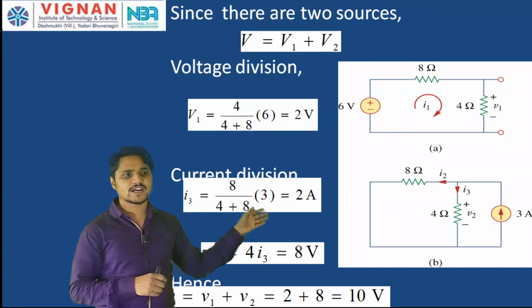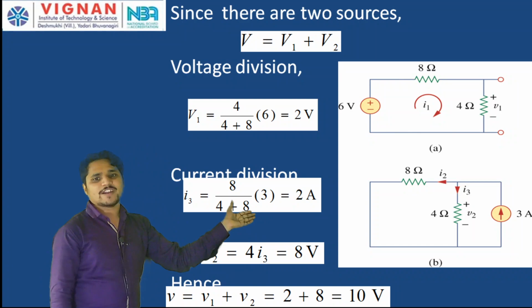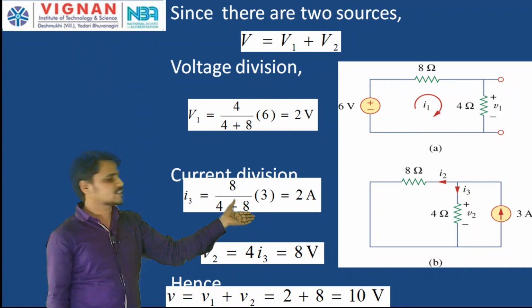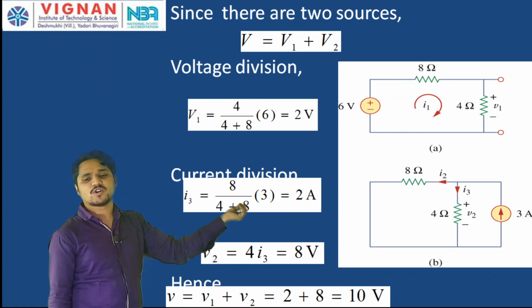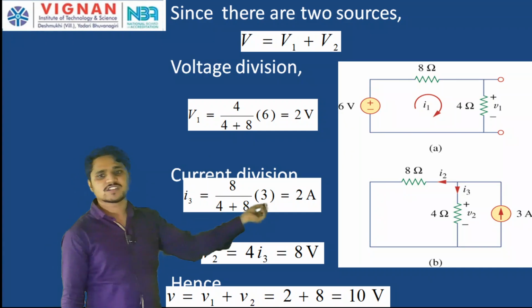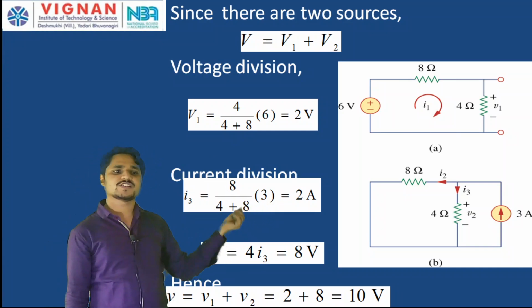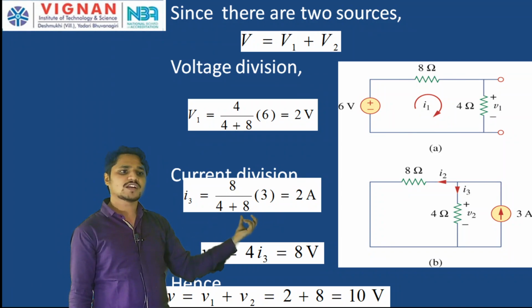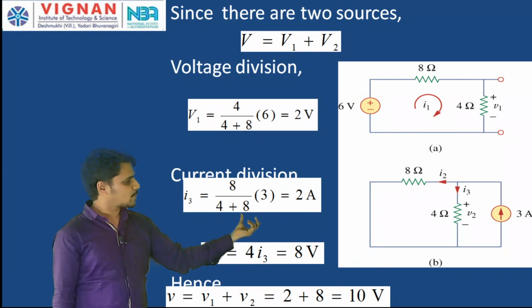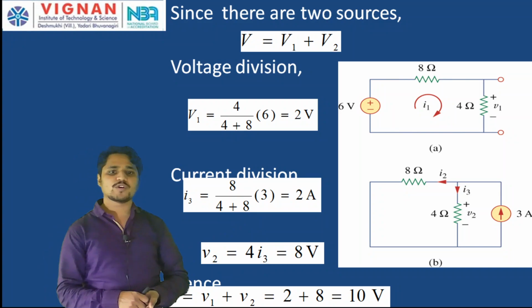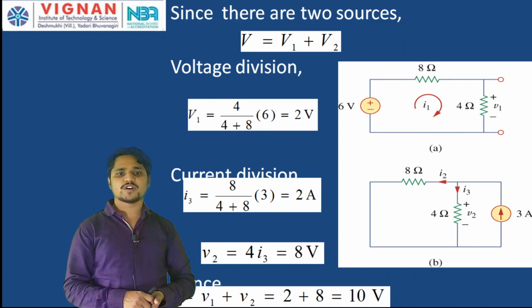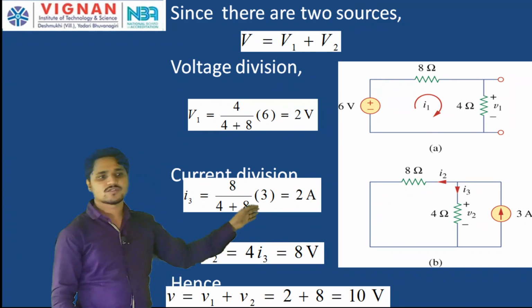So I am using the current division principle to find the current flowing in the 4 ohm resistor, that is I3. According to the current division principle, the current flowing in any parallel connected element is equal to the total current, that is 3 amperes, times the opposite resistance, that is 8 ohms, divided by the total resistance 4 plus 8. 4 plus 8 is 12. So 8 by 12 times 3, that is 24 by 12, which is 2 amperes.